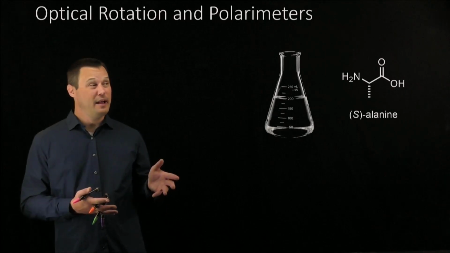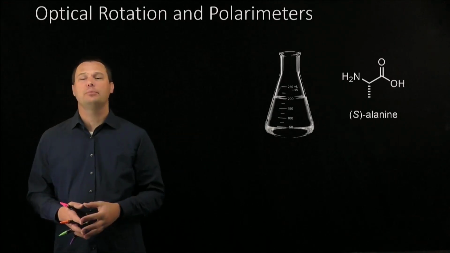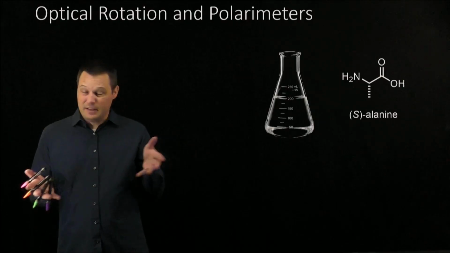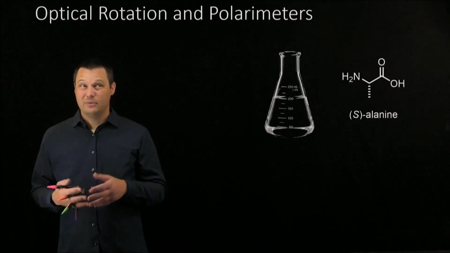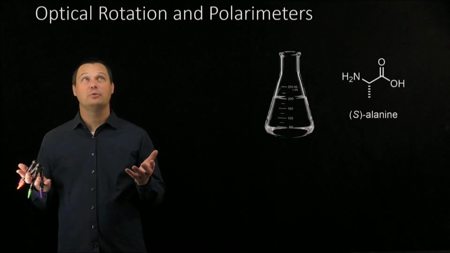If I gave you a flask with a chiral molecule in it, how would you know if the flask was the pure S enantiomer? You can't see the difference between the R and the S version. You can't smell it, but it can be measured. And that is where optical rotation comes in.